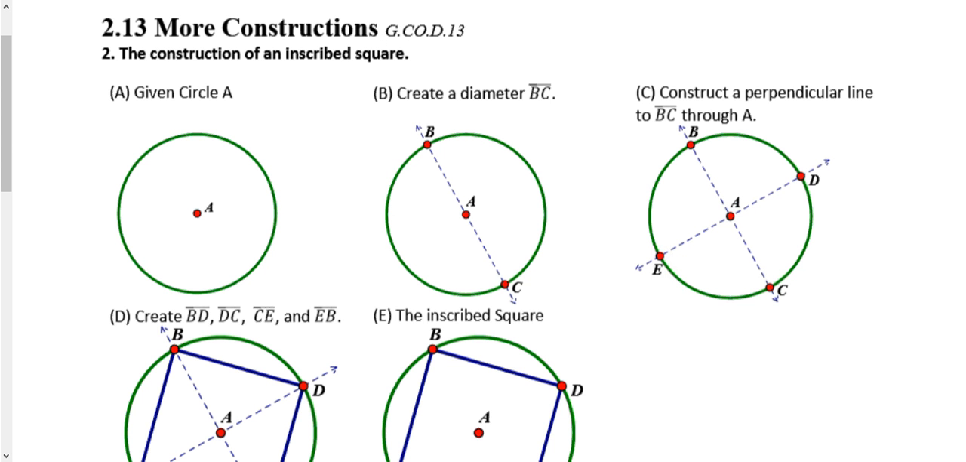So we have a segment called the diameter, and we have another segment that's perpendicular to it and bisects it.